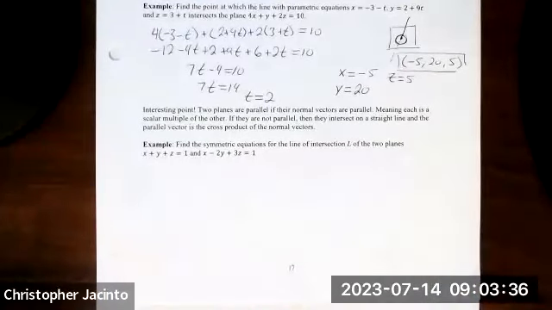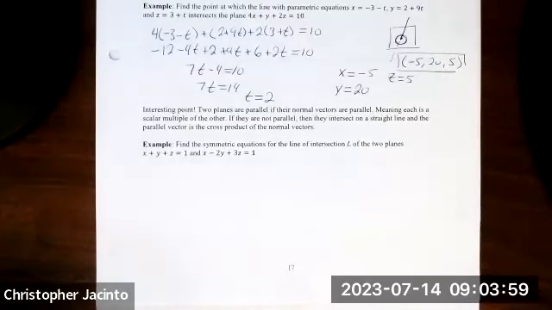So the interesting point is two planes are parallel if their normal vectors are parallel, meaning that each is a scalar multiple of the other. If they're not parallel, then they intersect on a straight line, and the parallel vector is the cross product of the normal vectors. Okay. And that actually leads up to our next example.